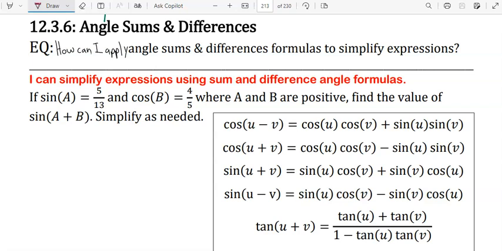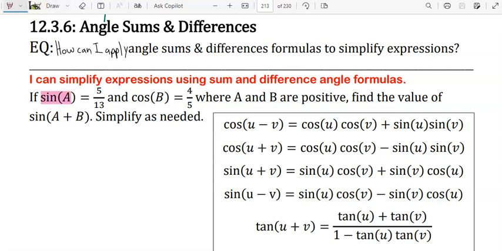12.3.6 Angle sums of differences. As such a question, how could I apply angle sums of differences formulas to simplify expressions? Skill: I could simplify expressions using sum and difference angles formulas.